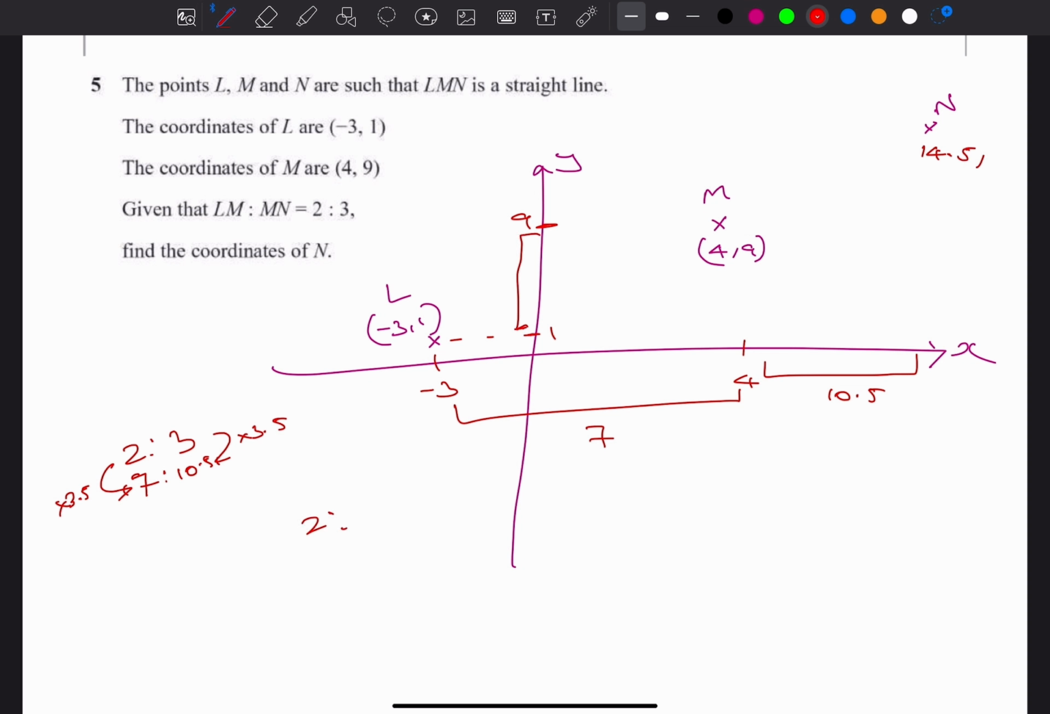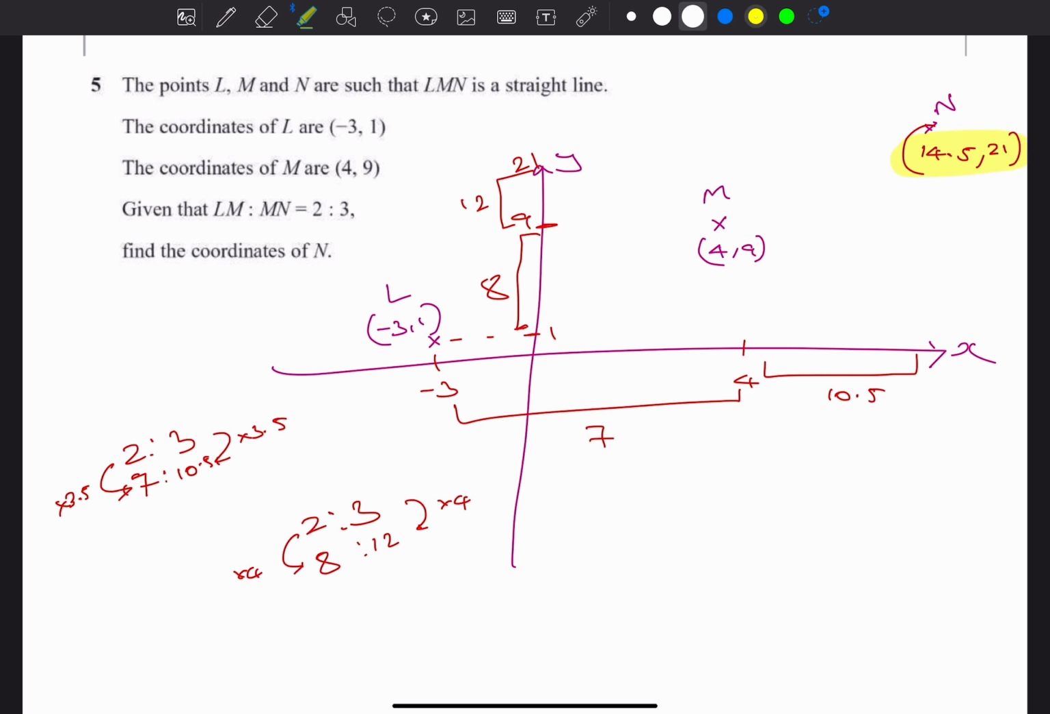So 2 is to 3. Here 1 to 8 is 8. So that's times it by 4. That makes it 12. So from here to here is 12. 9 add 12, which is 21. Alright, yeah. So the coordinate of N is basically 14.5 comma 21. Just do ratios. Okay. Next one.